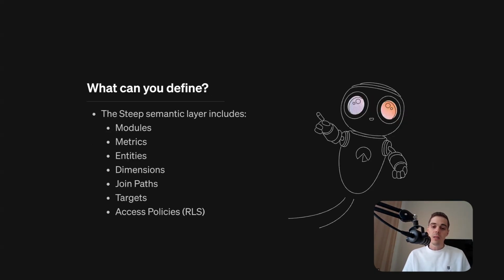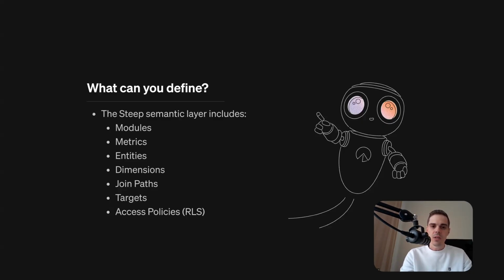Great. And what can you define? So it's easy to use, it's powerful. What can you do? You can build the whole Steep semantic layer, which is creating modules. We are going to see those in detail. So it's modules, metrics, entities, dimensions, join paths, targets, and access policies.